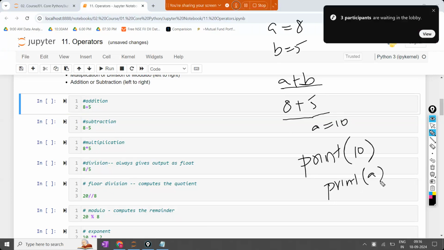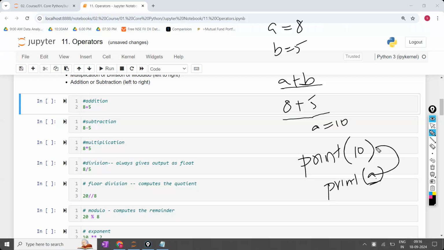But whenever you are printing a, first it is going to collect the 10 only. Literally it is working with this one only. Though you are writing print of a, print of 10 is what works in the back end. So first it will collect the data, then it will execute that. Is the point clear?